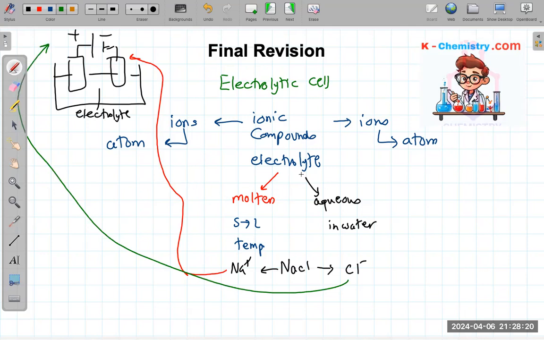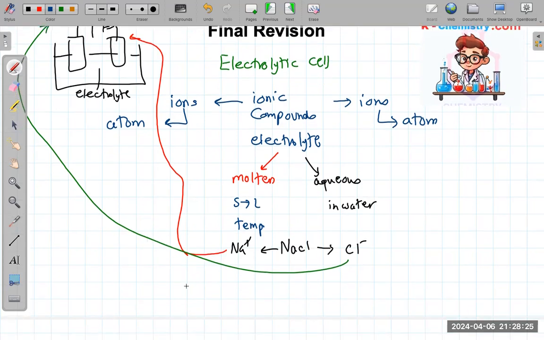According to whether it's molten or aqueous, I will decide what are the atoms produced. The metals usually will change into a solid metal. This is in the case of aqueous solutions, but if it is not an aqueous solution, it will be molten, so it's at high temperature. So this is solid.